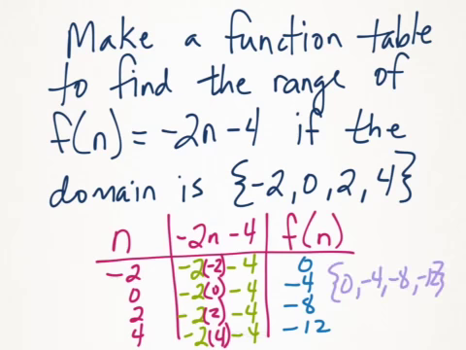And the final step you may want to include, here we have the domains as negative 2, 0, 2, 4. You'll want to write the range in the same format using the brackets. So here's our range in numerical order. It's important that it's in numerical order, that way it corresponds with our domain. So when the domain is negative 2, range will be 0. When the domain is 0, range is negative 4, and so on.